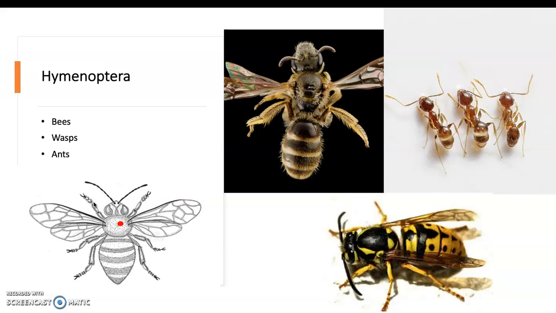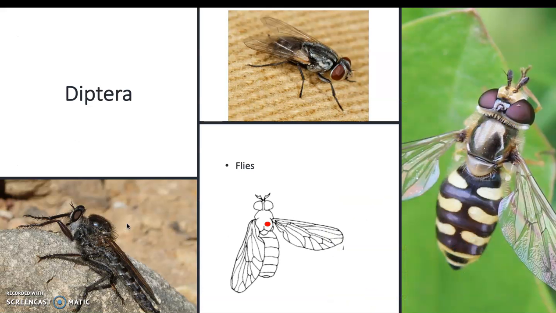Hymenoptera is an order that includes bees, wasps, and ants. And on Hymenoptera, you are going to put the pin a little bit to the right side of the thorax. So you put it directly through the thorax, but a little bit to the right. Diptera is the order that flies are in. You pin the flies in pretty much the same area as Hymenoptera. You put that pin through the thorax, but a little bit to the right side.